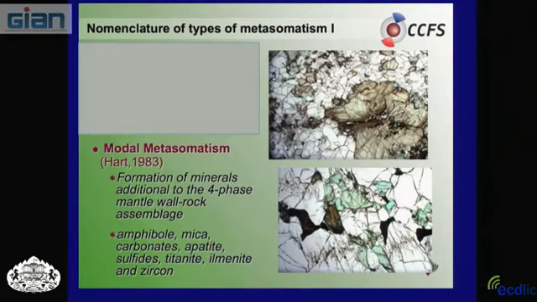We have what we call modal metasomatism, first defined by Hart in 1983. This kind of metasomatism implies the formation of new minerals additional to the four main phases of the mantle. I remember olivine, the two pyroxenes, spinel or plagioclase or garnet. Okay? You have new minerals such as amphibole, for example here, mica, but you can also add carbonate, apatite, sulfide, titanite, ilmenite, zircon, and a lot of others. What you have to remember: in metasomatism, you form new kinds of minerals, different from the original mineralogy of the peridotite.